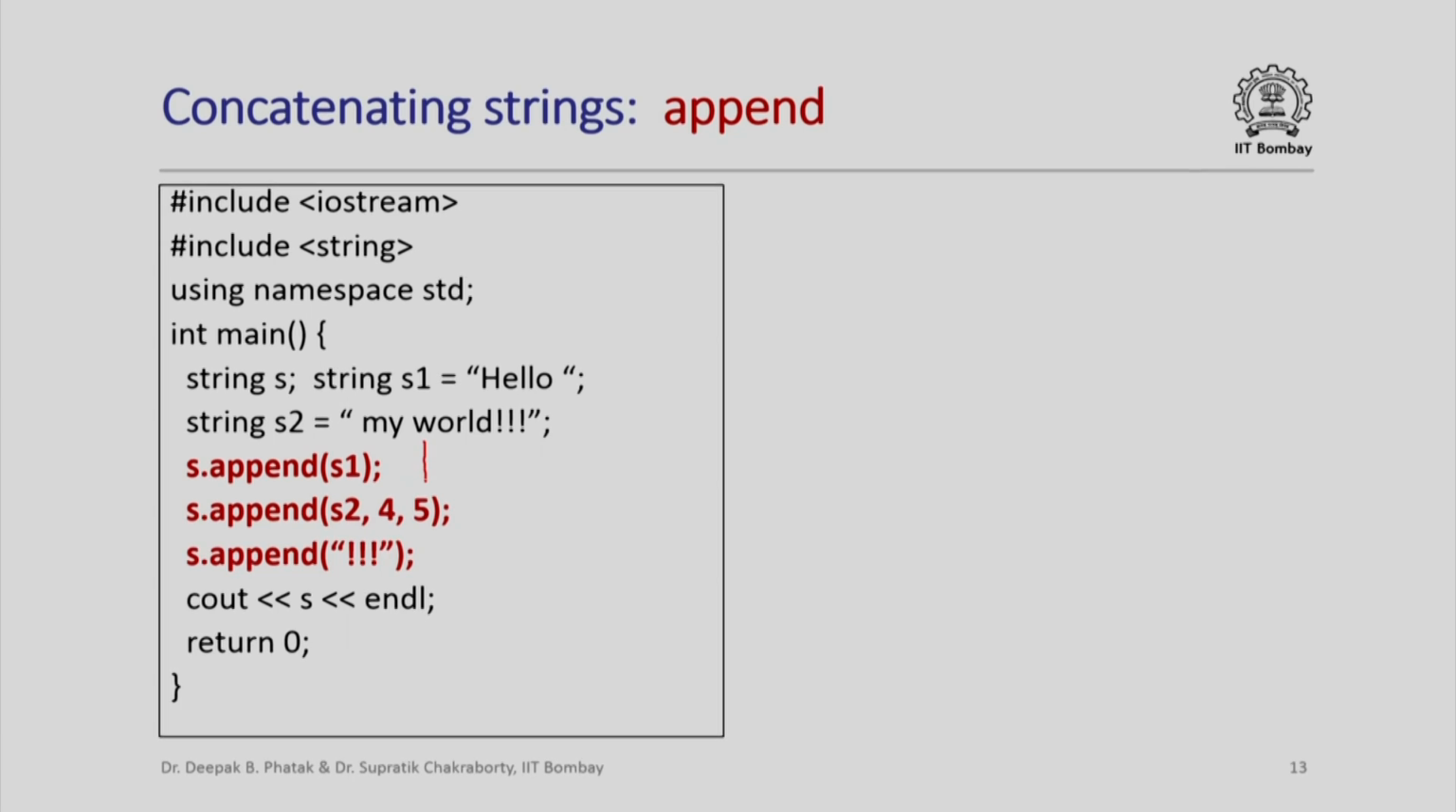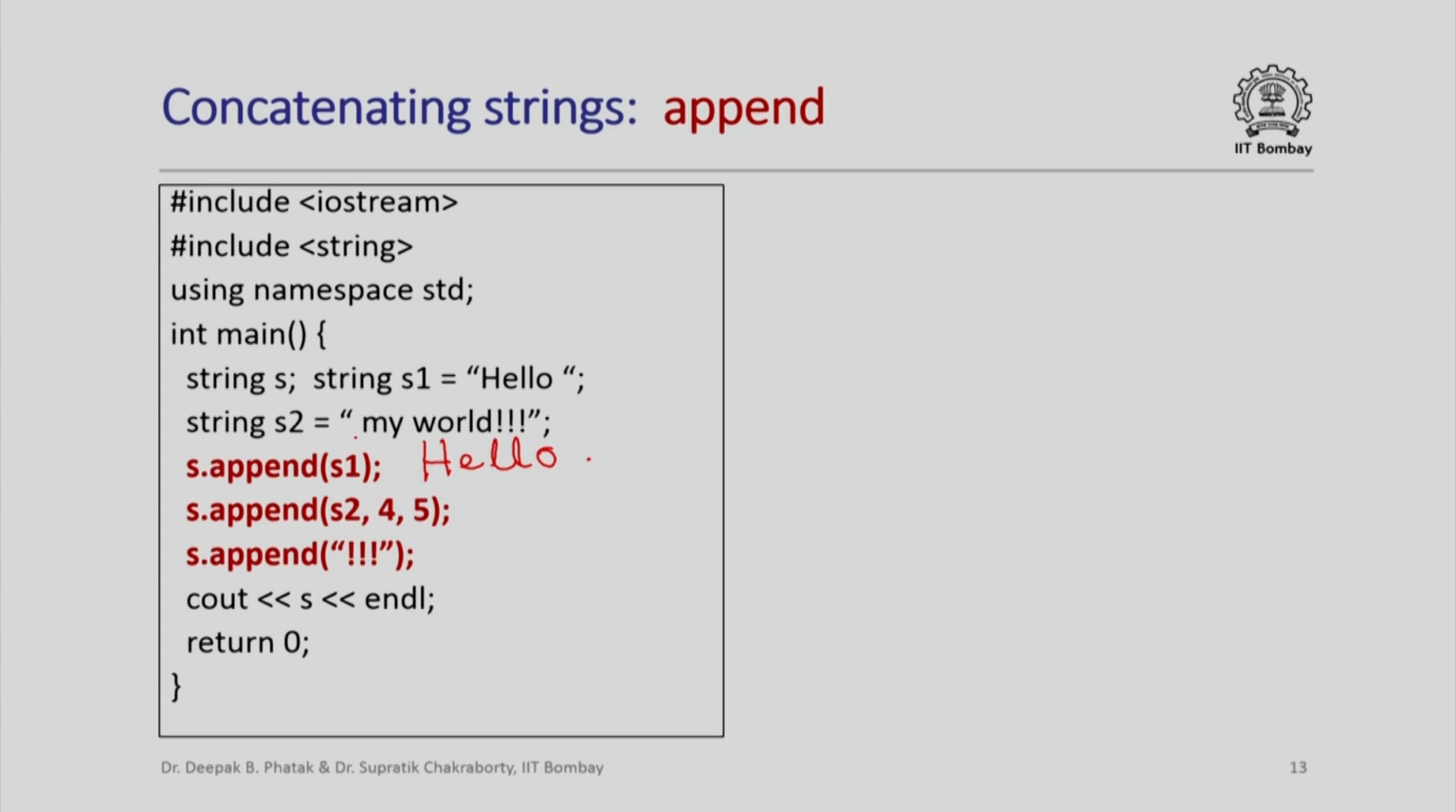So after I have done this, what is the string in S? It is simply hello followed by a space. After that, I execute this statement, which is s dot append S2 comma 4 comma 5. So what I am saying is take the string S, which is hello space now, and to that append the string S2, but do not append the whole of S2. Start from the character in the 4th position of the string S2, and starting from there simply append 5 characters. So this 4 is the starting position and this 5 is the length of the string to be appended.